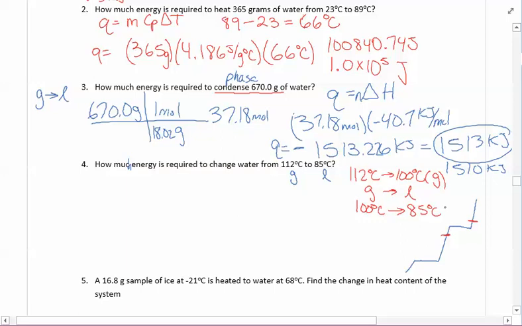So potentially you could have a 5-step problem here. Would I give you a 5-step problem? Probably not, but you could have a 5-step problem.